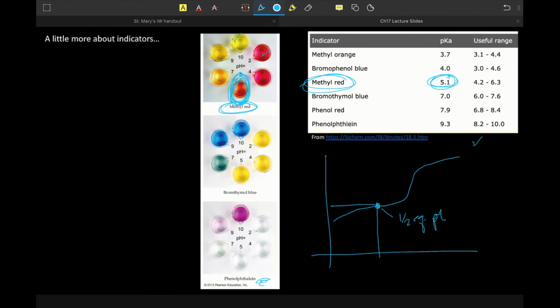Same thing with bromo blue. If we're taking a look here, bromo blue has a pKa of 7, and we'll see 7 is where we get that 50-50 color, because that's approximately the half equivalence point, which then would overlap with the actual equivalence point of a titration. Yes, does that make sense?